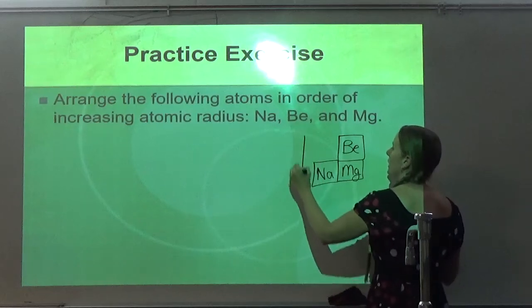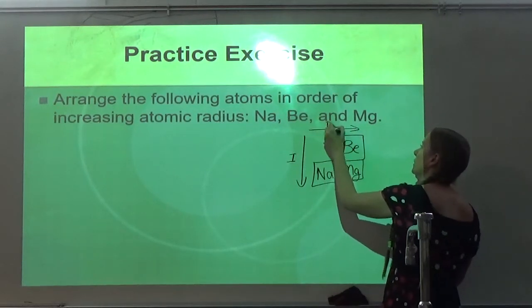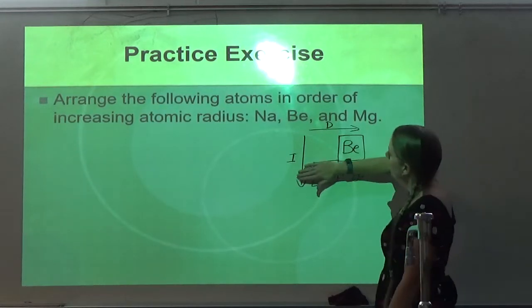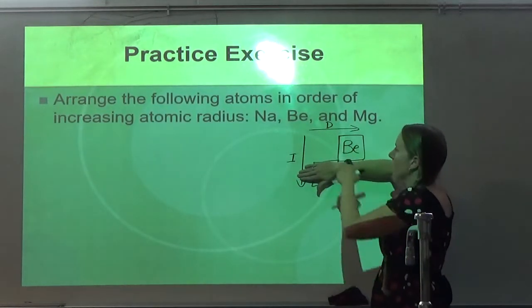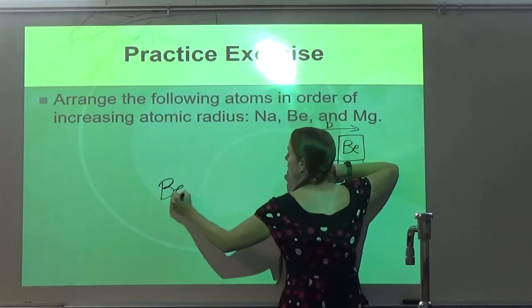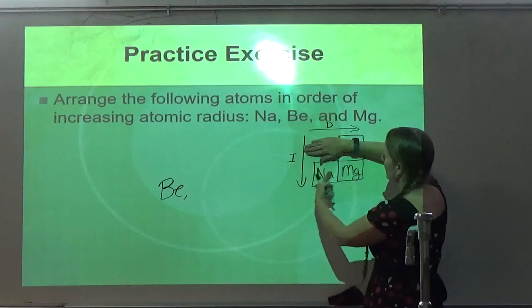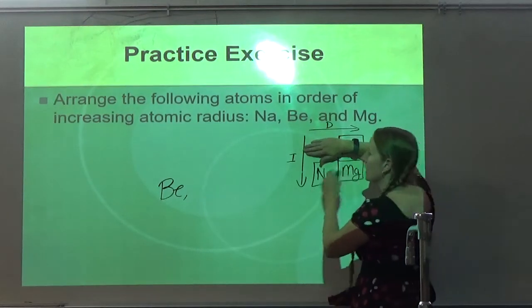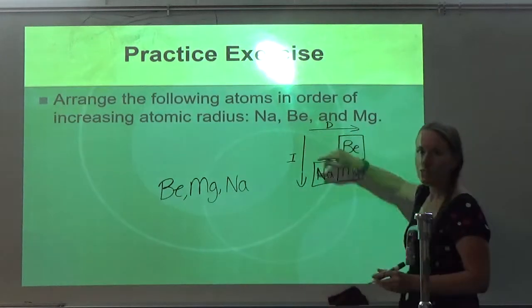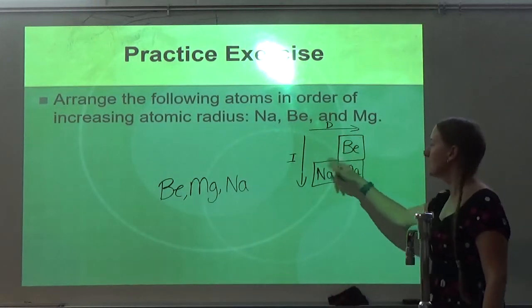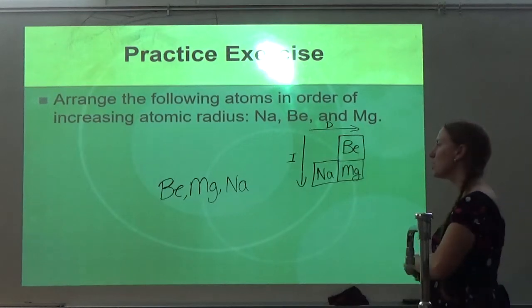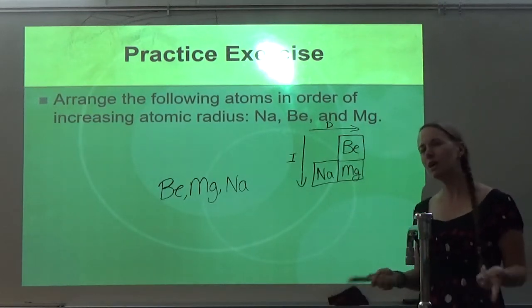Okay, so remember, I know it increases going down and it decreases going across because they're asking me about radius. If I want the smallest one first, I want the one that's on the lowest energy level, which would be Be. So Be is going to be the smallest. Then between these, I can see it decreases across. So Mg will be next, followed by sodium being the largest. And see, that's the oddest thing, to think that sodium is bigger than magnesium, because you want to feel like magnesium should be bigger because you know it has an extra proton and electron.